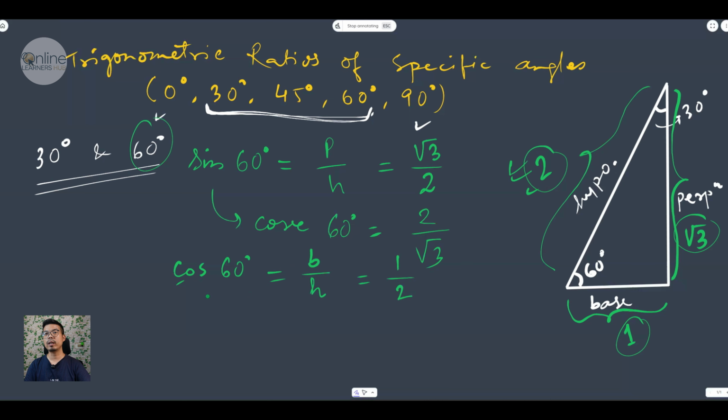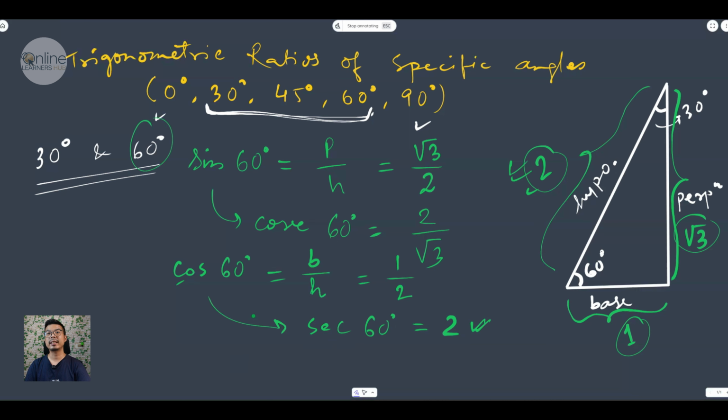Now what is the reciprocal of cos? It is sec. Sec 60. So it will be very easy to find sec 60 as well. Sec 60 is going to be the reciprocal of 1 by 2, so it will be 2 by 1, or you can just write 2. The 1 in the denominator you don't need to write. So sec 60 is just 2. All right? This is how you remember.